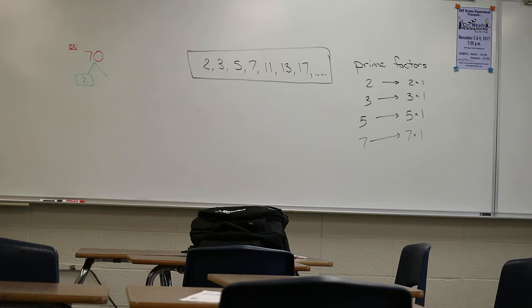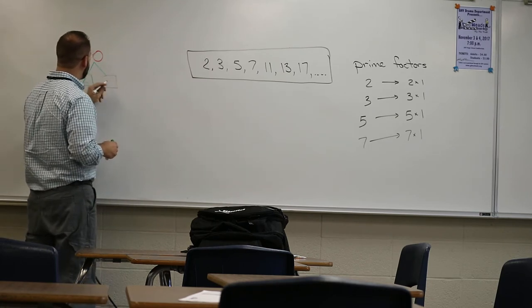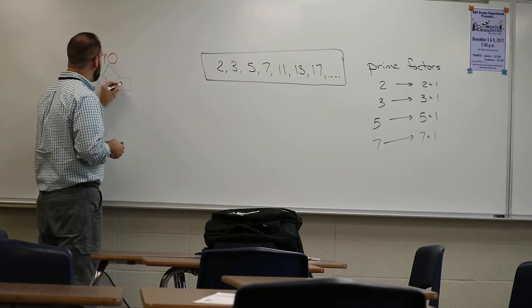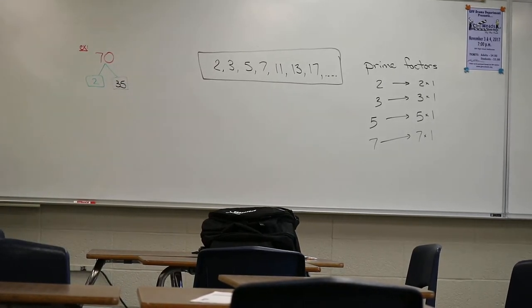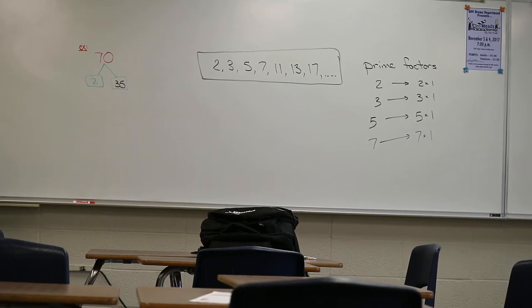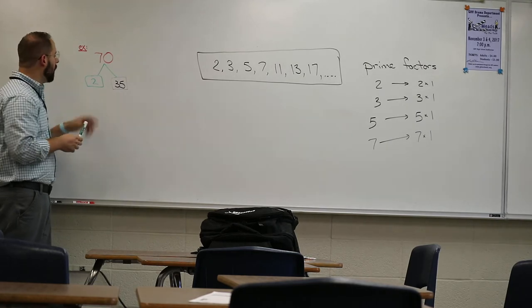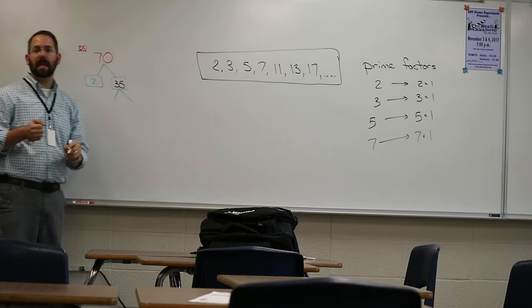So, what I like to do, take 70, divide by 2. And I would like you to write down your answer, whatever you get, over here on the right side. Now, did somebody actually type it in? What do we get when we divide it? 35. So you're going to put 35 on the right side. Okay, perfect. Now, we should be done with the 2. That is a prime number. But we're going to try to branch off the 35, and we're going to try to keep going.